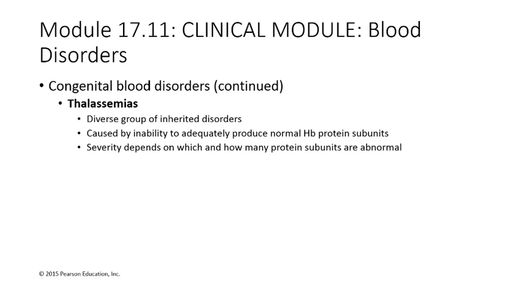Thalassemia, another group sort of similar to other hemoglobin disorders. Basically, they have other abnormal hemoglobin subunits, and again, it depends upon the severity. There are many different types of thalassemia, but they're also a genetic inherited disorder of the blood.